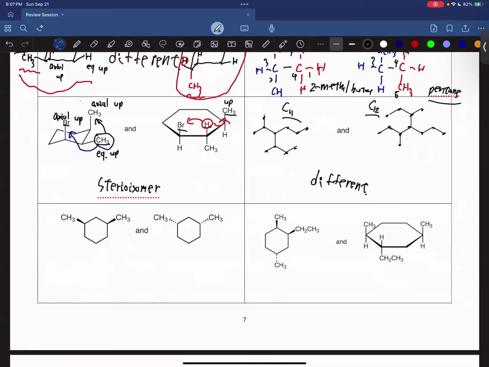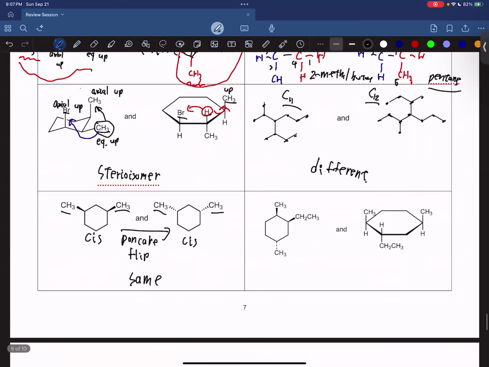For the seventh question, these two CH3 are cis. These two CH3 are also cis. So I would say the same. The last one is another thing.